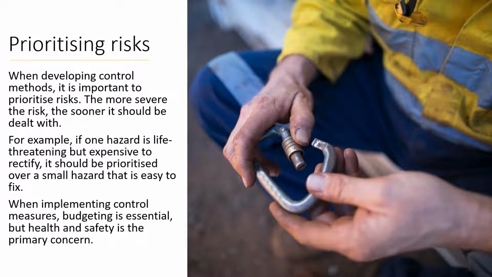Prioritizing risks. When developing control methods, it is important to prioritize risks. The more severe the risk, the sooner it should be dealt with. For example, if one hazard is life-threatening but expensive to rectify, it should be prioritized over a small hazard that is easy to fix. When implementing control measures, budgeting is essential, but health and safety is the primary concern.